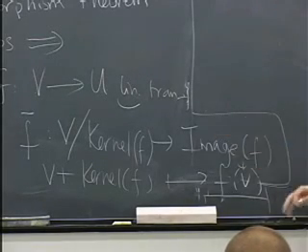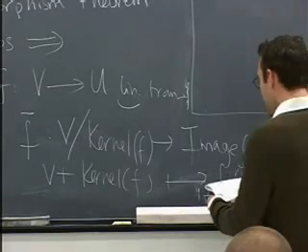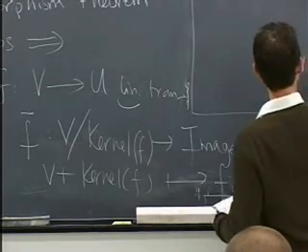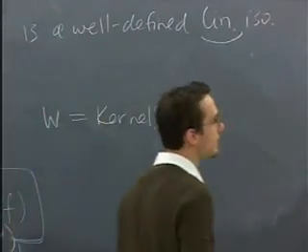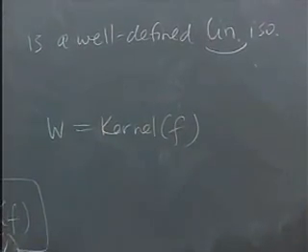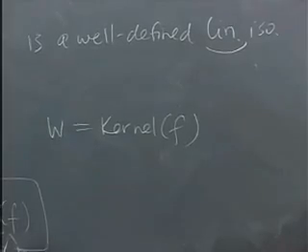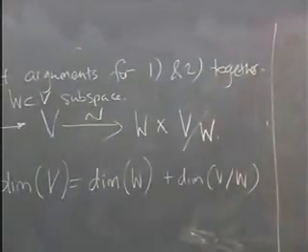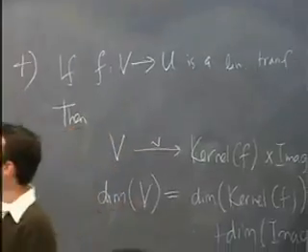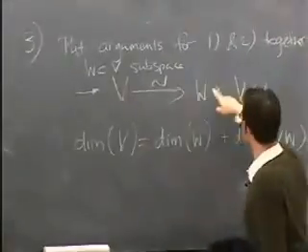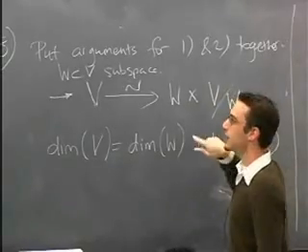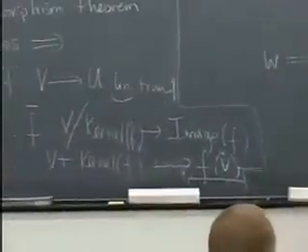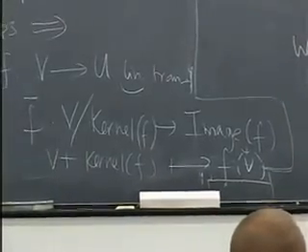So given this result, all we have to do is take W to be the kernel of F, and then just put it in this result, because this is saying that V is isomorphic to W times V mod W, but W is the kernel here. V mod W is V modulo the kernel, but that is, we've just seen, the image. So kernel times image.